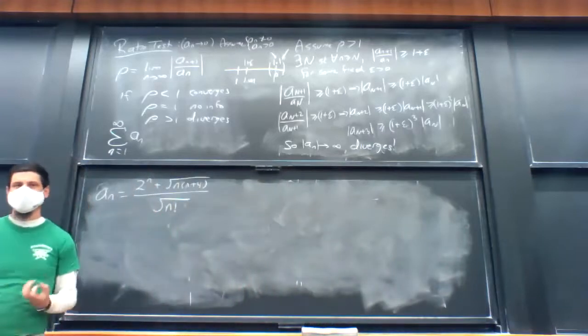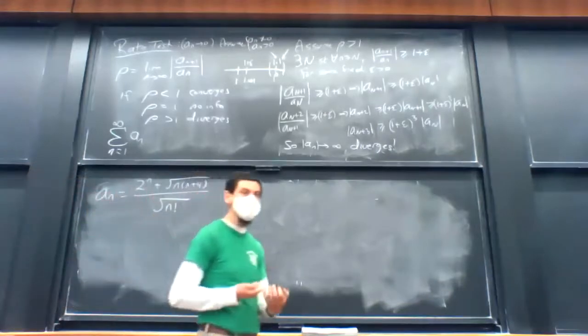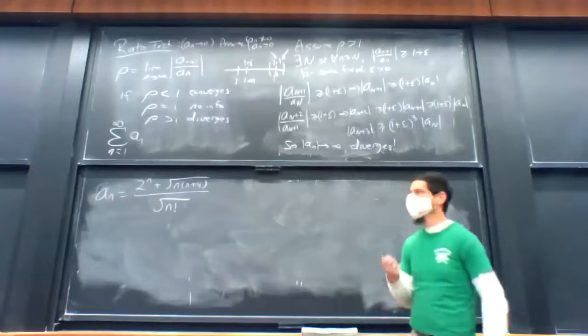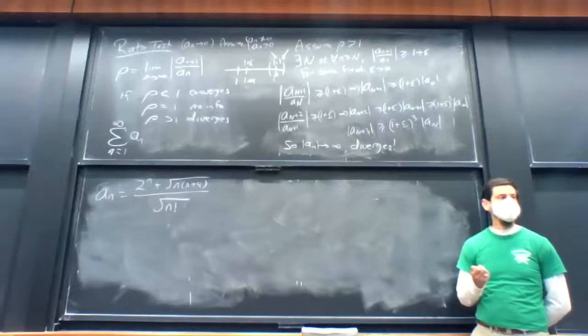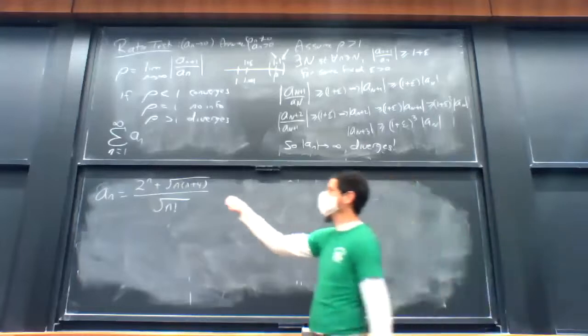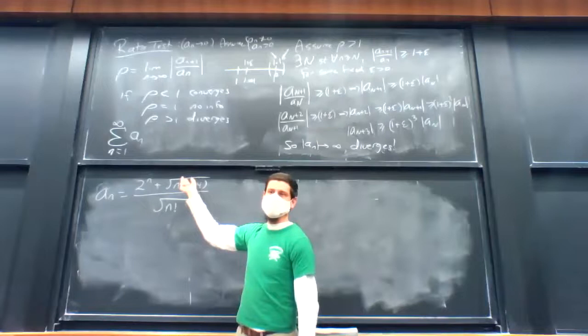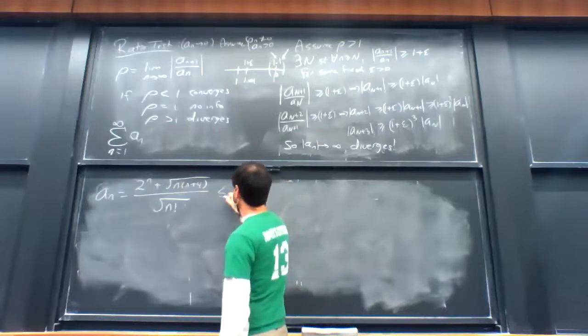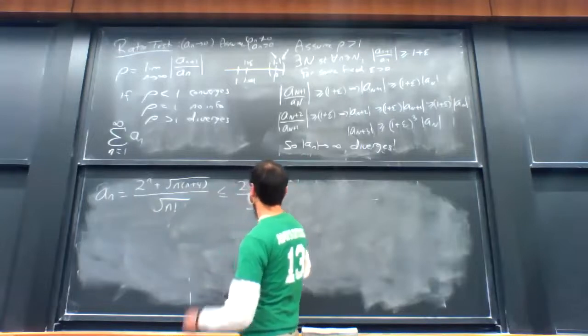So this is the danger. If you're comfortable with algebra, you can look at these expressions and do a lot to make your life easy. I claim that the square root of n plus 4 is at most n plus 4. Because if I just increase the n to n plus 4, I have the square root of n plus 4 squared. So this is going to be equal to 2 to the n plus n plus 4 over the square root of n factorial.